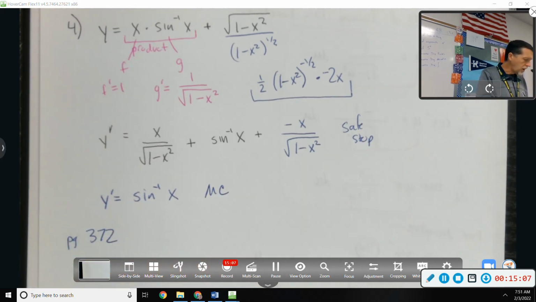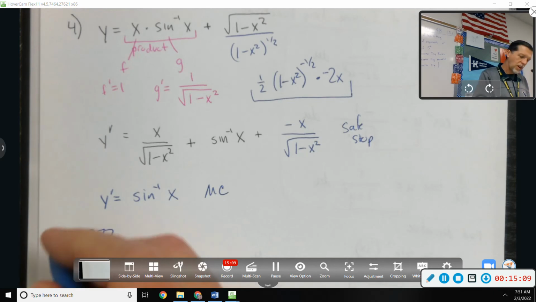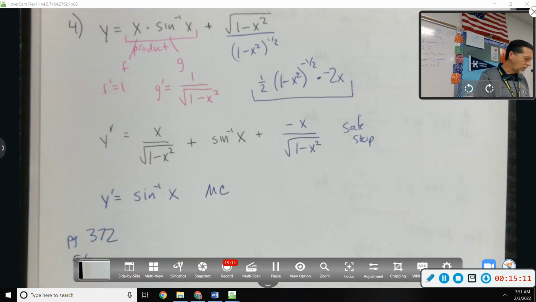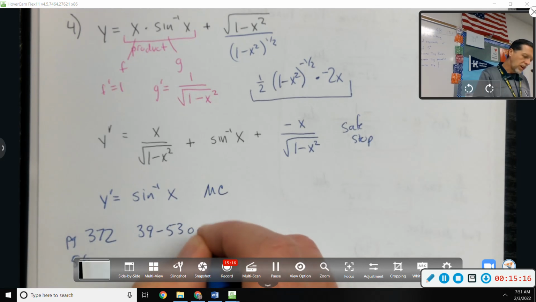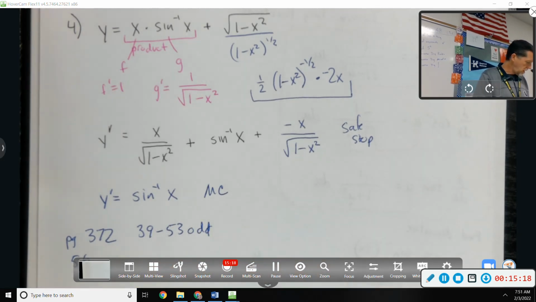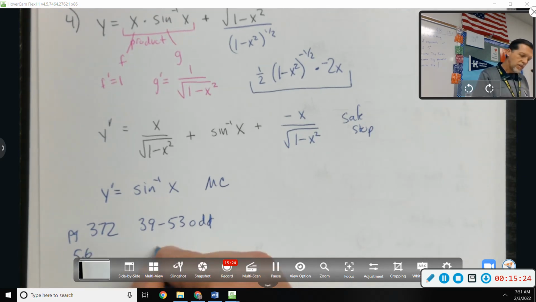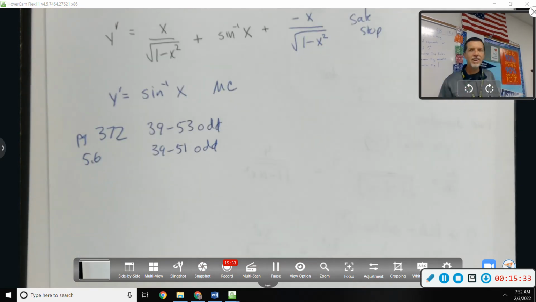All right, assignments page 372, so we're still in the same section. 5.6, if you're CalcChatting to check. 39 to 53 odd. Well, you know what? 39 to 51 odd, because 53 is example 4. So 39 to 51 odd.